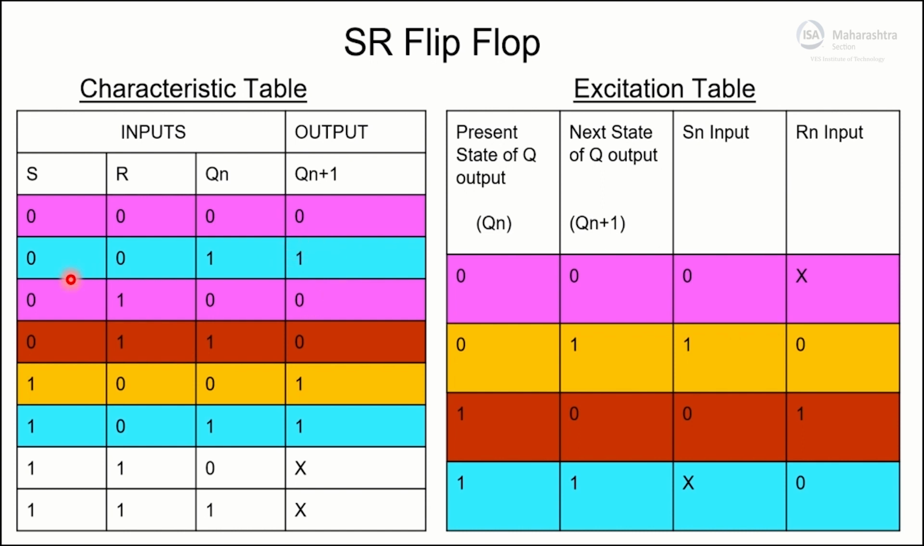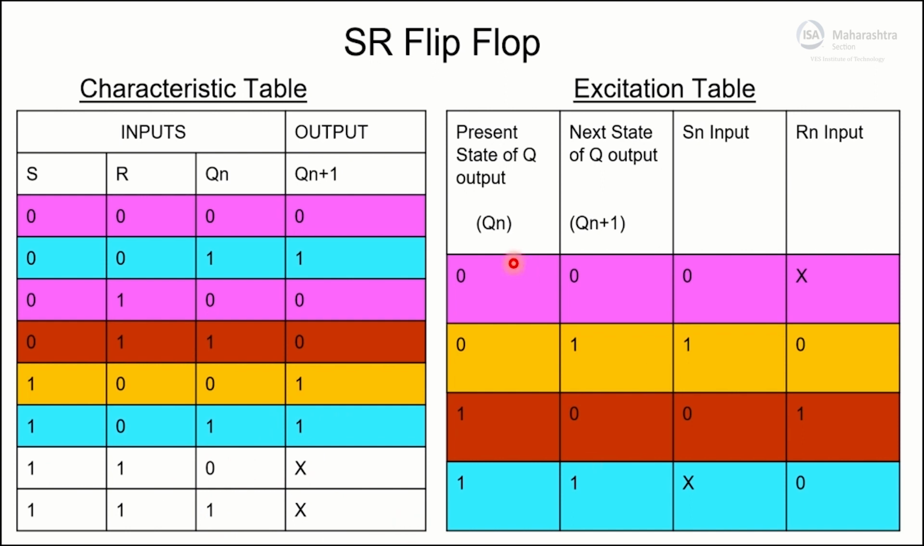At S equal to 0, R equal to 1, flip-flop resets itself. Remember? So, if Qn equal to 1, Qn plus 1 will be 0. And if Qn equal to 0, it will remain 0. At S equal to 1, R equal to 0, flip-flop sets itself. So, when Qn equal to 0, Qn plus 1 will become 1. And if Qn equal to 1, Qn plus 1 will become 1. At S equal to 1, R equal to 1, this state is pretty much avoided. So, irrespective of the previous output, the next state outputs are in don't care condition, meaning its input doesn't matter.